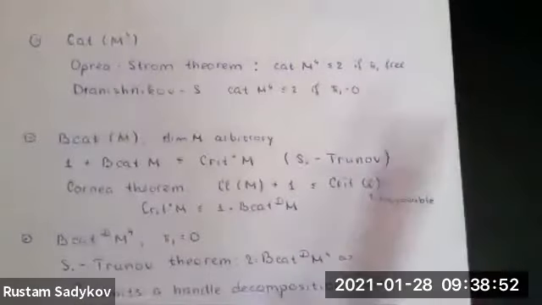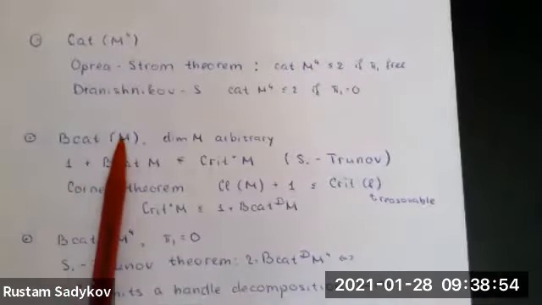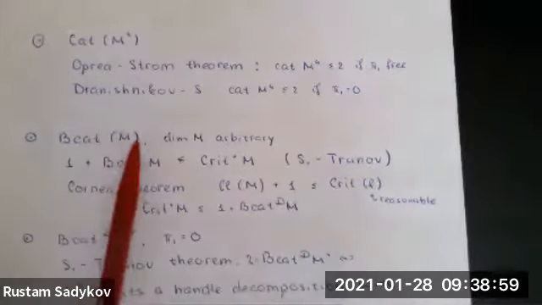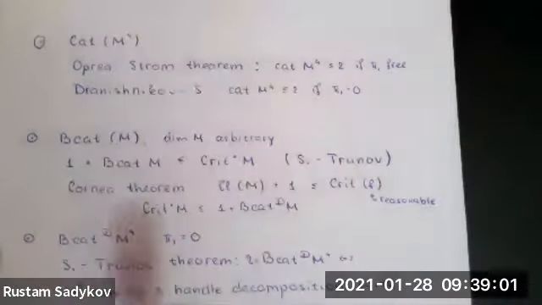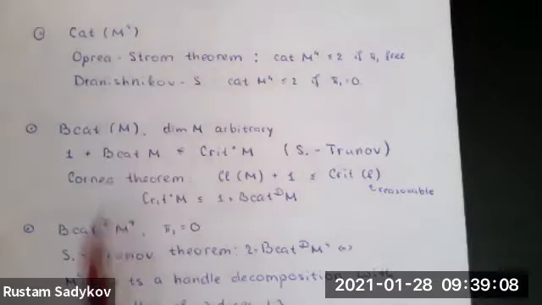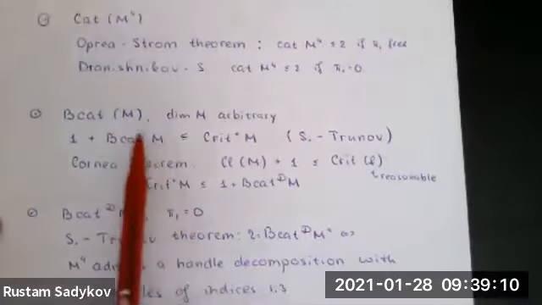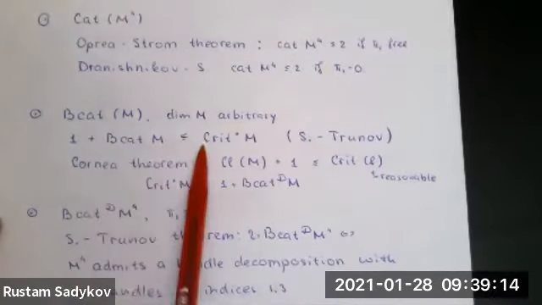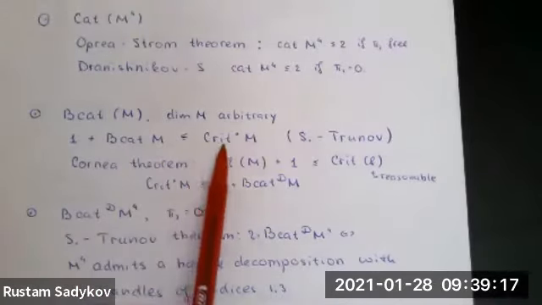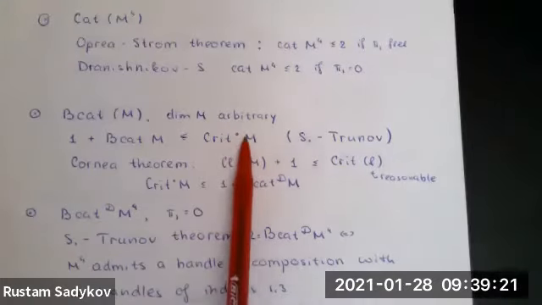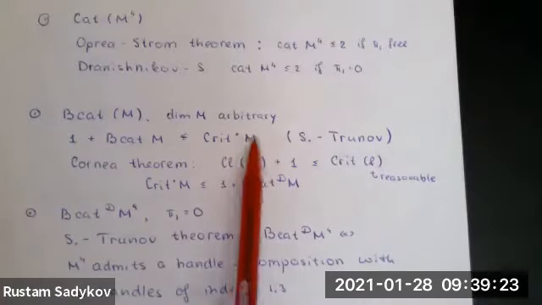Then I will be discussing B cat of M. So this is the fillings of a manifold M by topological balls. And in this case, the manifold M is not necessarily 4-dimensional. It could be of arbitrary dimension. And we proved that in this case, 1 plus B cat M is bounded from above by the minimal number of critical points of functions without infinitely degenerate critical points.